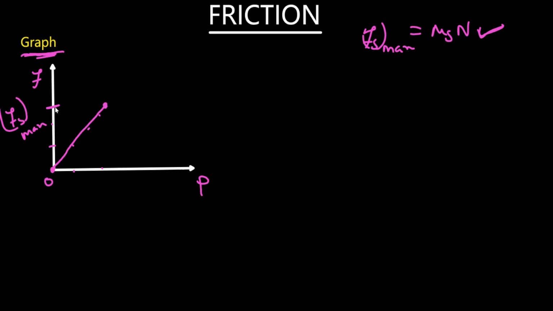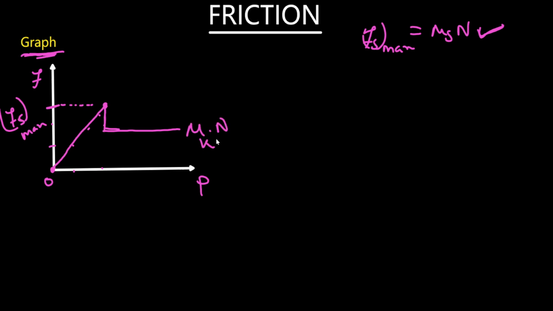Once Fs maximum is reached, what will happen? The dynamic condition will start, so the object will start to move. In that case, there will be a reduction in the frictional value. Before the starting of the motion, this is the value Fs maximum applied on that object. Once the motion starts, just after the verge of the motion, there will be some reduction in frictional force, and the frictional force value will be constant throughout the motion.